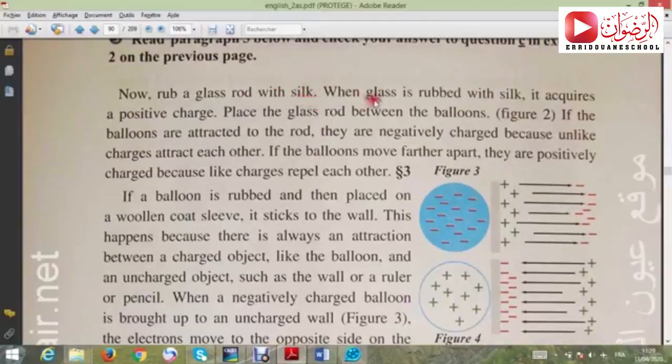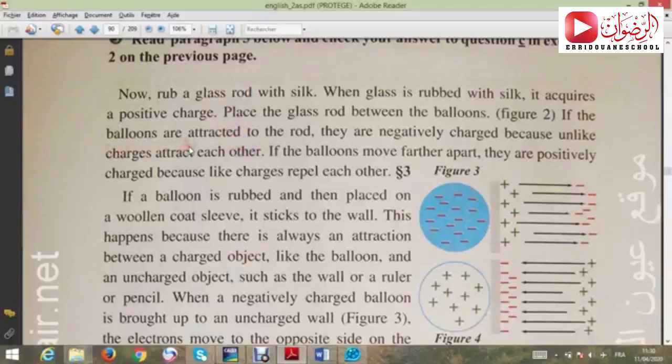Means a kind of fabric. When glass is rubbed with silk, it acquires positive charge. This is stable and we are sure about it. Place the glass rod between the balloons, as we saw in figure 2. If the balloons are attracted to the rod, they are negatively charged, because unlike charges attract each other. This rod is positive, sure positive.